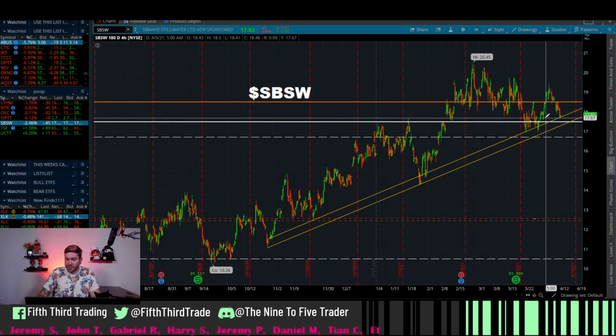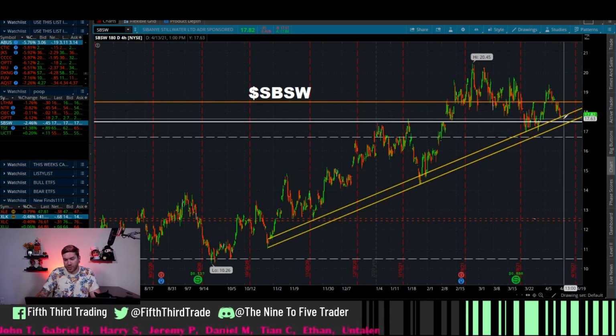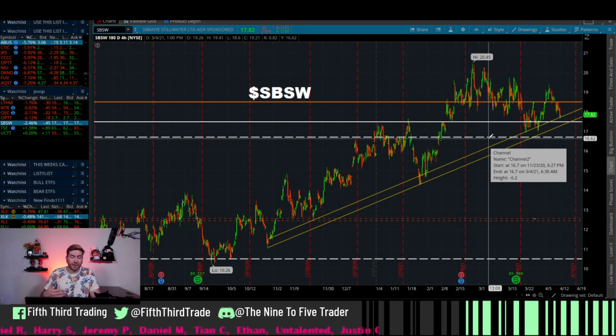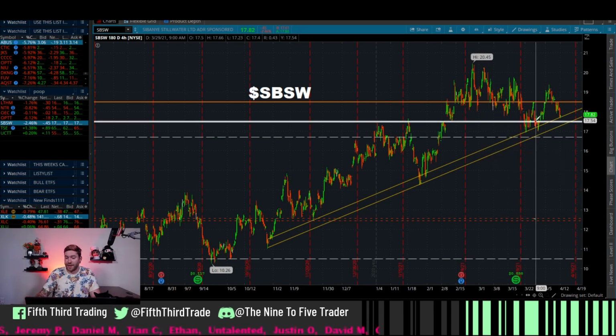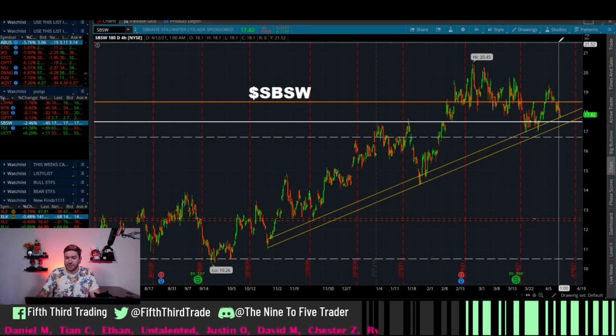I think this is still a very strong ticker. Over time, showing a lot of strength. If it can hold volume, if it can keep moving, SBSW could be fantastic moving forward. Let's check the indicators.